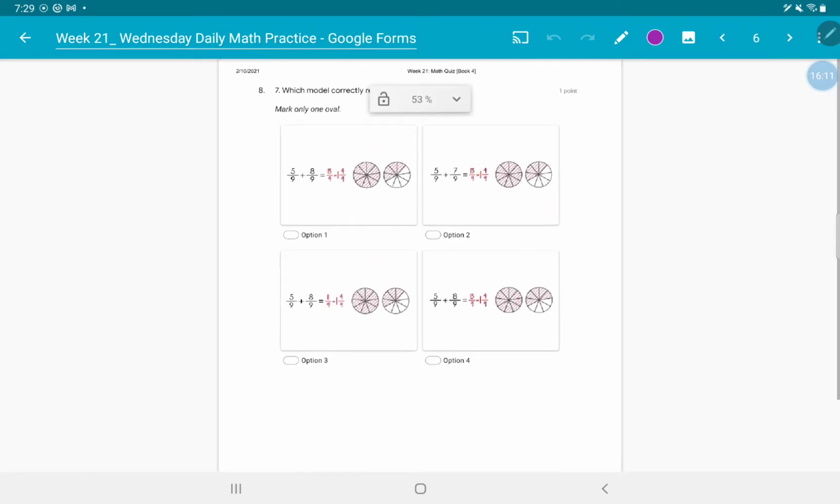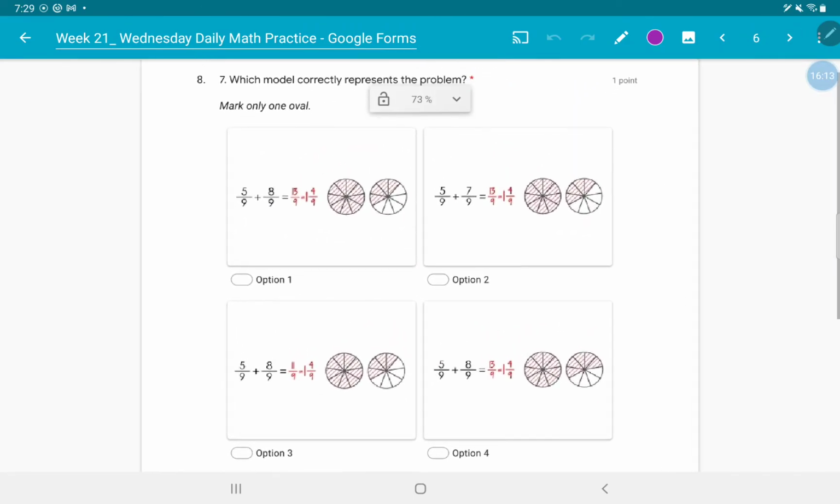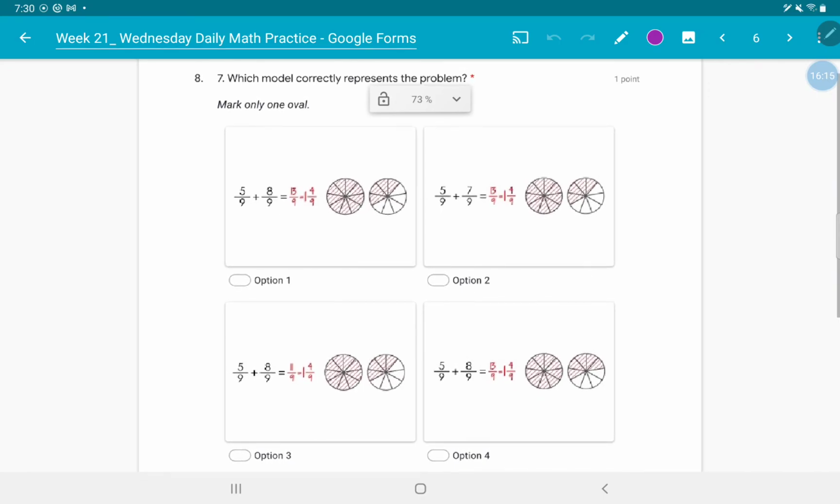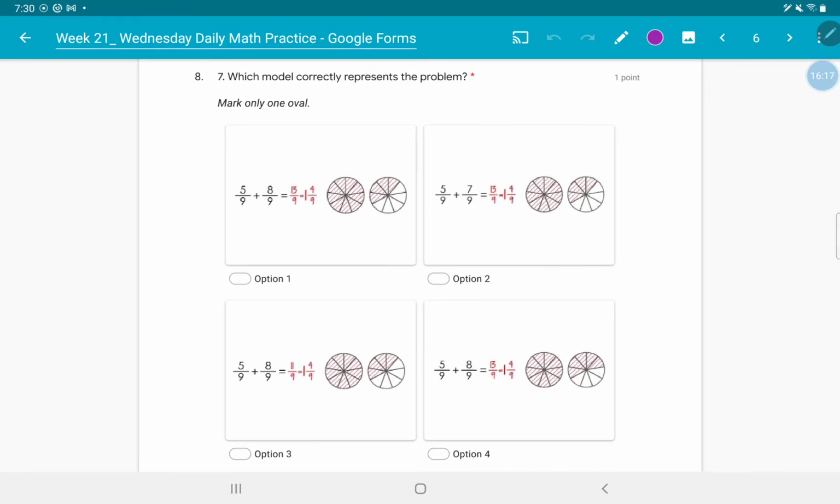Okay. We're going to look now at this next one. We're looking for the model that correctly represents the problem. I'm adding fractions. All of my denominators are the same in all 4 options, so I'm ready to add. 5/9 plus 8/9. 5 plus 8 equals 13. My denominator is 9. So that's correct.